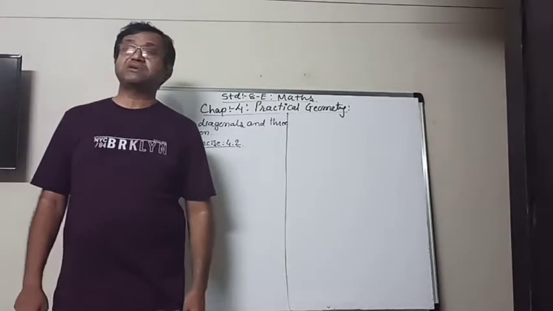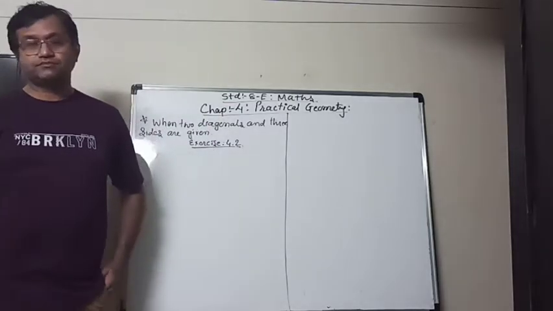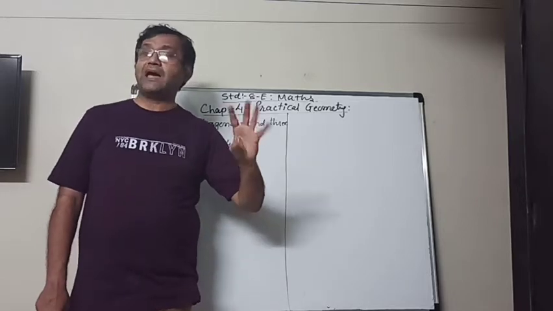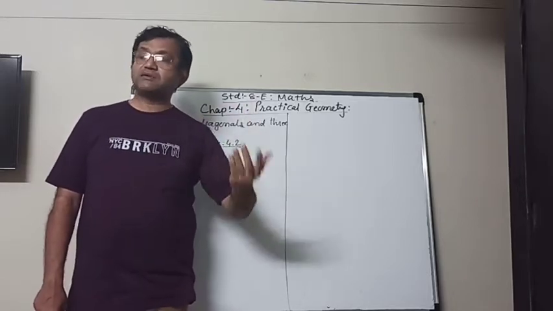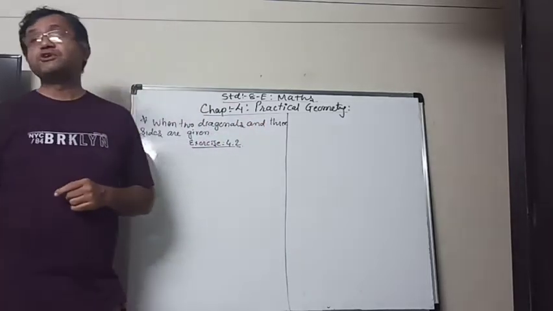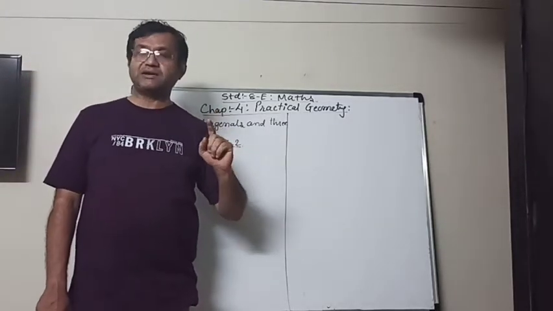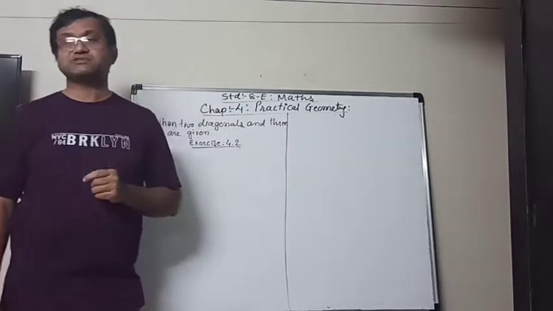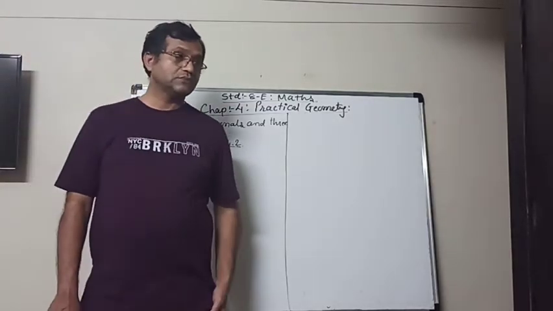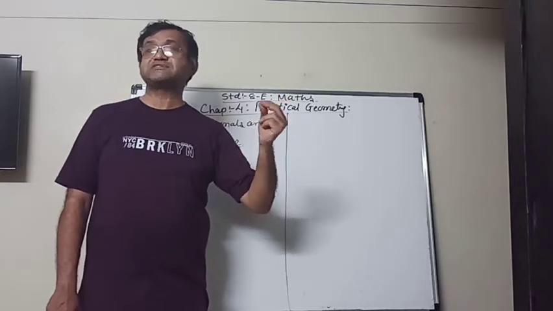Standard 8, Chapter number 4, Practical Geometry, in which we learn the different combinations of 5 elements that should be given so that we can construct a unique quadrilateral. The first type of quadrilateral we learn is when all 4 sides and one of the diagonals are given. In that we draw the 2 constructions from exercise 4.1.